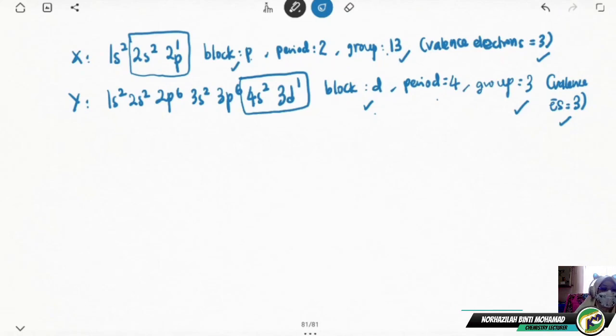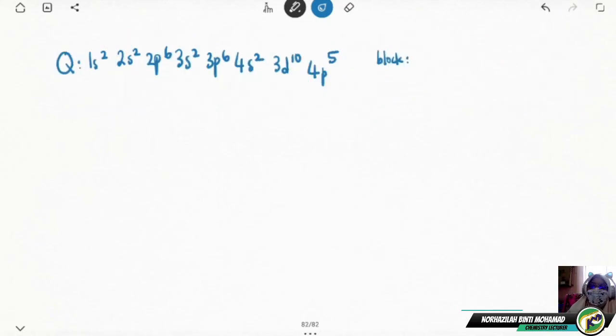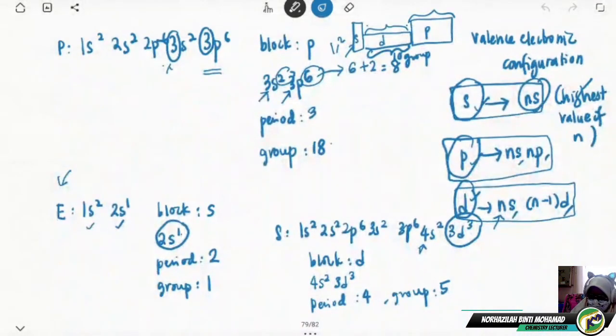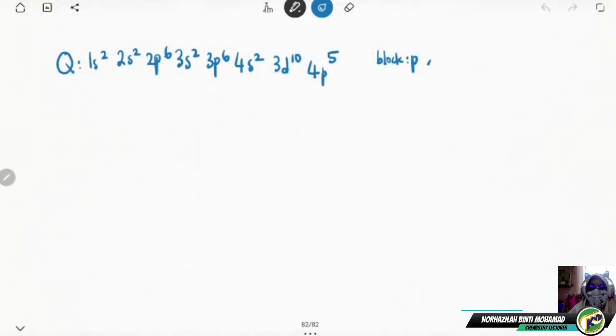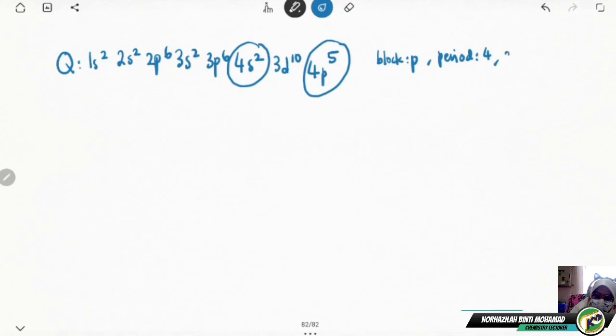Ada soalan? Kalau tak ada soalan, saya nak tanya soalan. Last elektron, P. Okay, blok P. So, valence, awak tengok. Blok P formula dia apa tadi? ns dengan np kan? Highest n kita berapa kat sini? Highest value of principal quantum number berapa? 4 kan? So, kita punya valence electronic configuration apa? Okay, 4s2. Kita fokus pada dua orbital ni je. So, this is your valence electron. Okay, so period 4. Good. And then group.